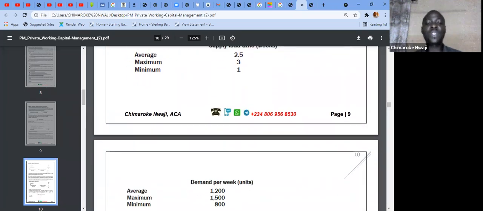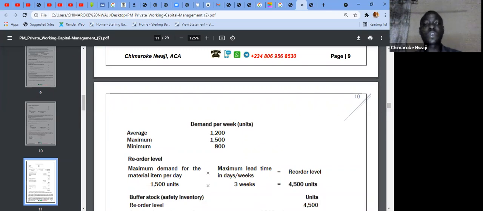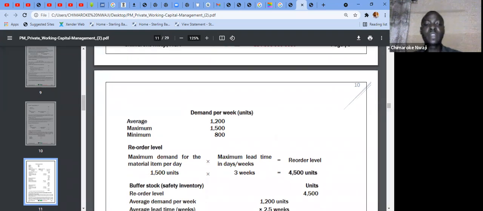Okay. Now the question is, all right, this is the demand per week. Average demand from customers is 1,002. Maximum demand from customers is 1,005. Minimum demand is 800. Now, what is the reorder level? Your reorder level would be your maximum demand per week, which is 1,500, multiplied by the maximum lead time, 3 weeks. So when you multiply, you get 4,500. So that is your reorder level.